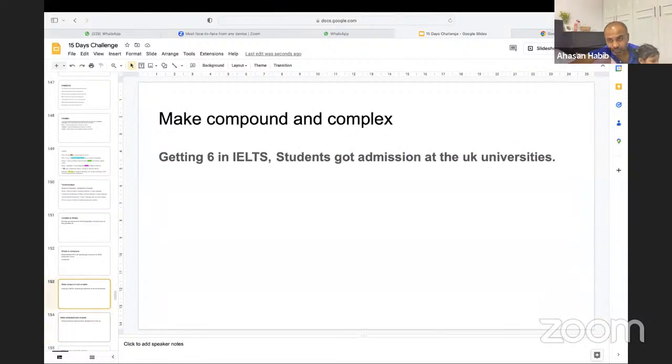Very quickly, please type in the chat box. I'm still waiting for a response. So the student got admission for IELTS when they got 100% off. No. So this is the simple sentence: getting 6 in IELTS, students got admission at UK University. How do we make it a compound sentence?